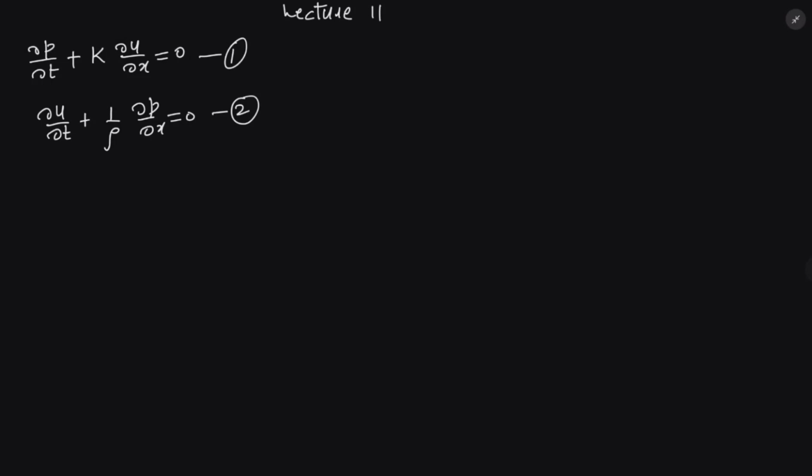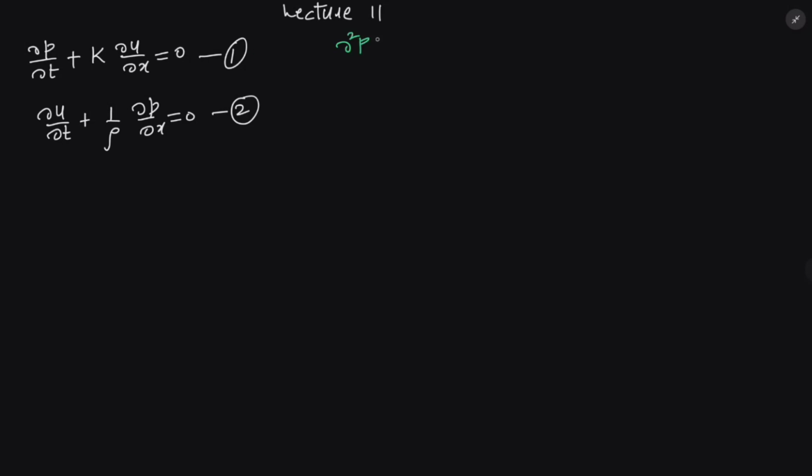Let me just find out the one very important consequence of these two equations. I want to convert the system of first order equations into a wave equation of second order. So how do we do it? First of all, we take the derivative of equation 1 with respect to t.